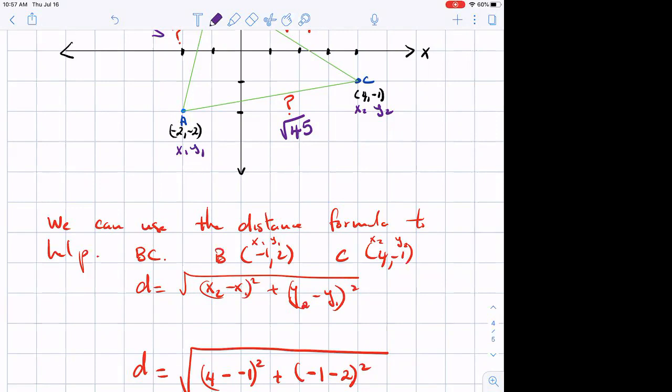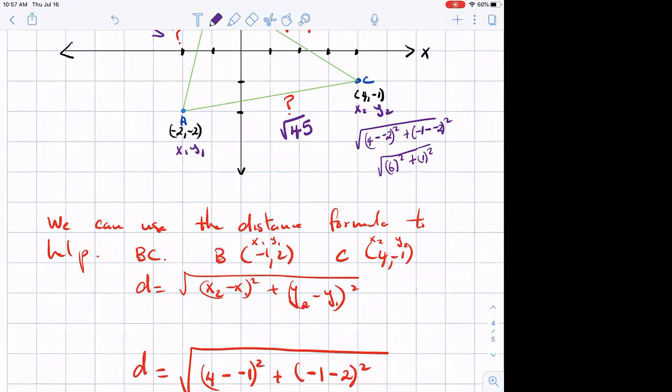Really? All right, let's do that quickly over here. So it'll be the square root of x2 minus x1. So it'll be 4 minus -2 squared plus y2, which is -1, minus y1, which is -2, squared. So this becomes the square root of 4 plus 2 is 6 squared, plus this becomes -1 plus 2, which is 1 squared.